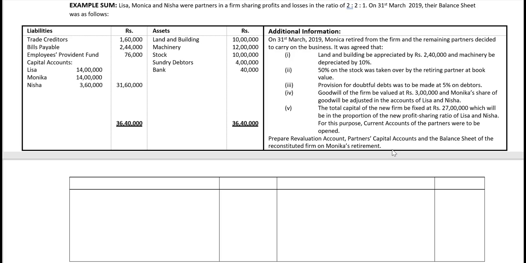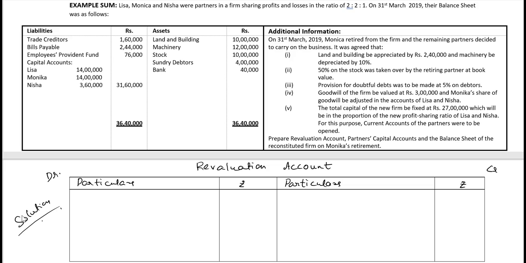We'll open the revaluation account, go ahead with the partners' capital accounts, followed by the balance sheet. Working notes will be done after the balance sheet. So let's go ahead with the solution. Solution. Revaluation account. Left side debit side, right side credit side. We have particulars, rupees, particulars, rupees.